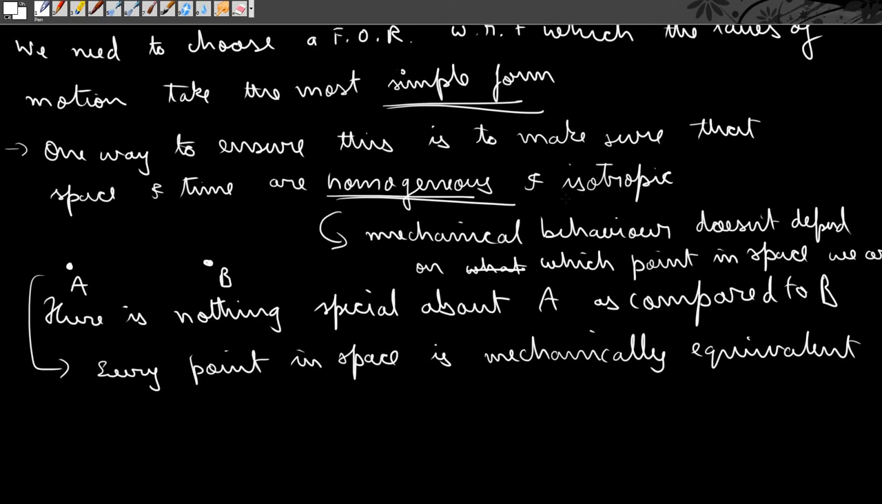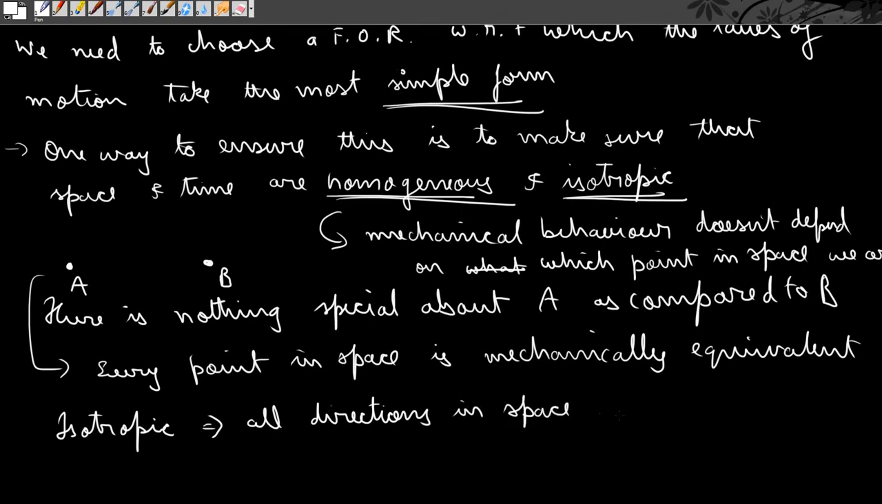Okay, so what about isotropic? What do you mean by isotropic? So isotropic means that there is no special direction. When you consider the isotropic property, this implies that all directions in space are mechanically equivalent. Again, when I say mechanically equivalent, it simply means that if you consider a system or a particle under certain mechanical conditions, its behavior is not going to change along two different directions.